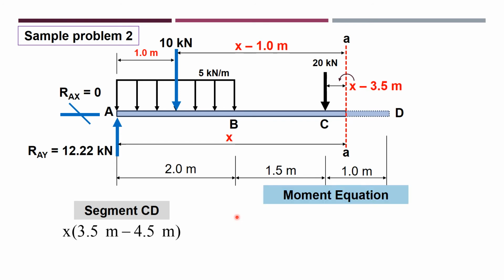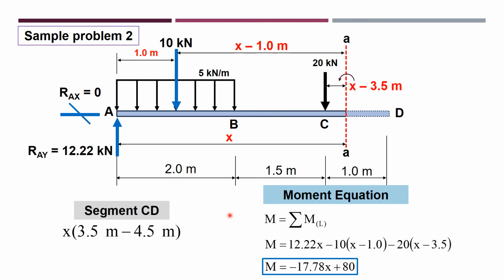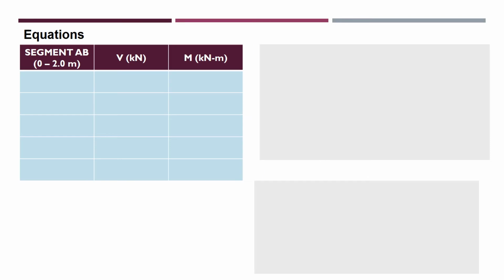So for the moment equation, 12.22 is clockwise with moment arm of x. 10 is counterclockwise with moment arm of x minus 1. And 20 is counterclockwise with moment arm of x minus 3.5. So simplifying this, we have M equals negative 17.78x plus 80. So now we are going to substitute the values of x using the shear and moment equations for each segment.